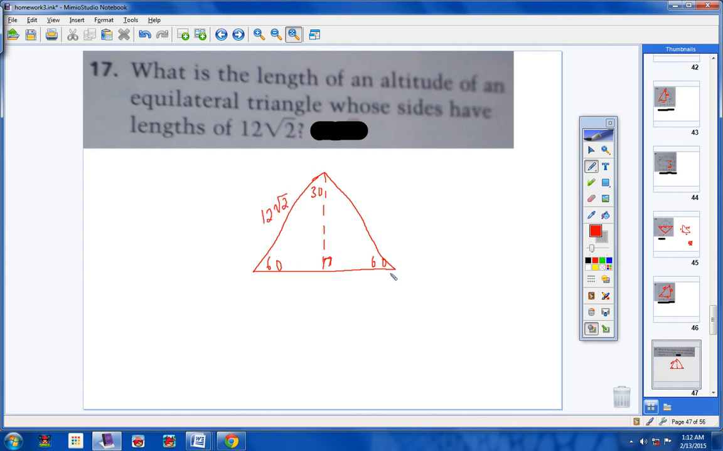So there we go, 12 square root of 2. Now, I'm going to glance at the answer. I'm not sure what form they want it to be in. Okay, alright, that makes sense.